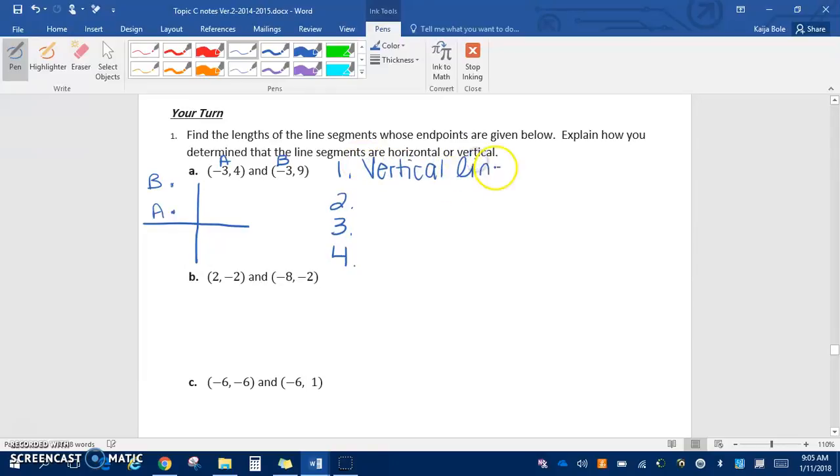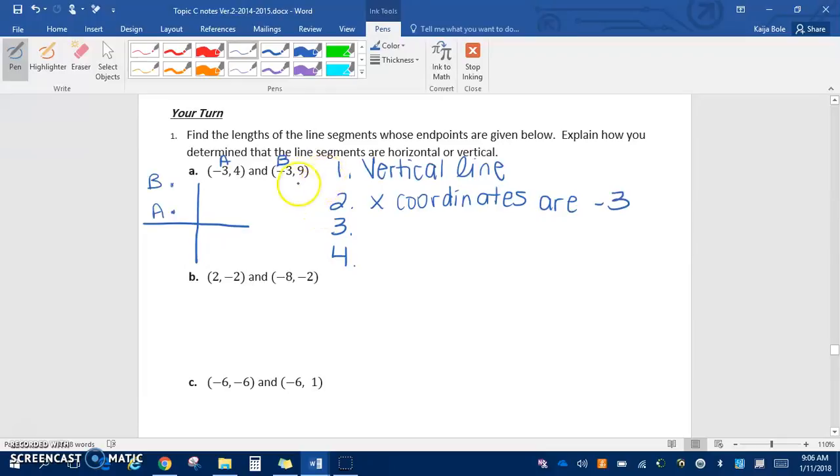So that's what you put for number 1. It's a vertical line. And then we're going to look and see if they have anything in common, which they do. Their x-coordinates are both -3. Alright, so you look and see what we have in common.